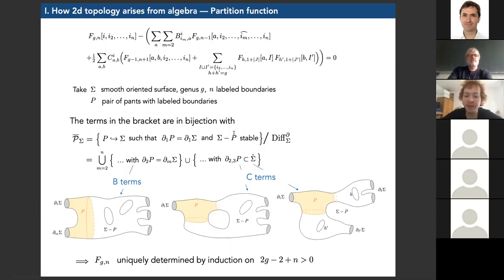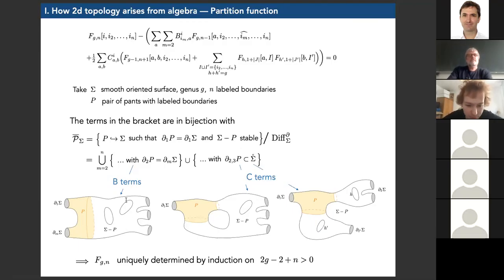And when you remove the pair of pants, you obtain a surface which is stable in the sense that the Euler characteristic of any component is negative. In other words, you don't have disks, you don't have cylinders. And we consider those things up to diffeomorphisms. In that case, what determines a point here is just the topology of what remains.